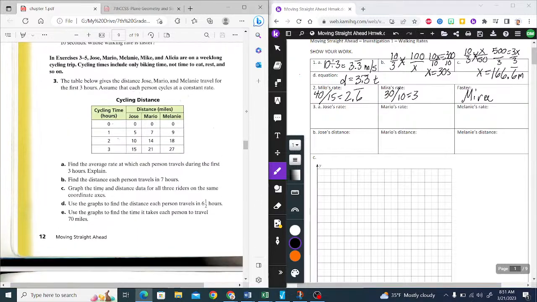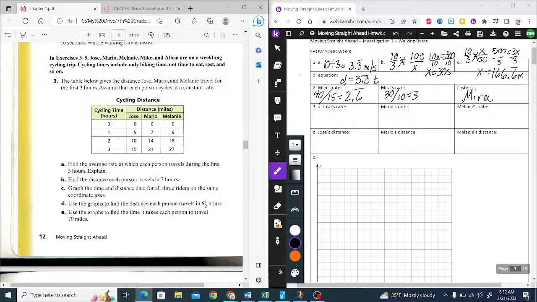Number 3 here, we have Jose, Mario, Melanie, Mike, and Alicia are on a week-long cycling trip. Cycling times include only biking time, not time to eat, rest, and so on. The table below gives the distance Jose, Mario, and Melanie travel for the first 3 hours. Assume that each person cycles at a constant rate. So we look at the table, and we can see some numbers. So let's see what we want to know.